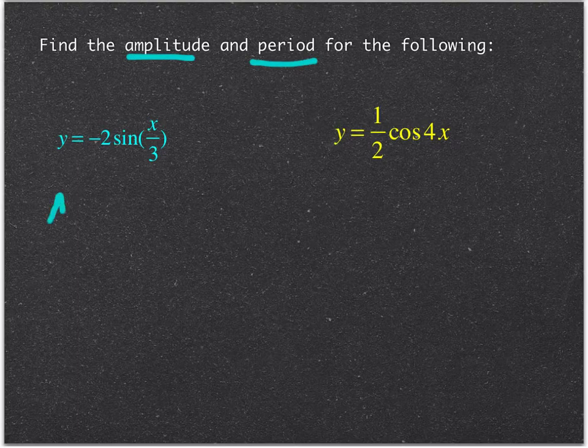Now, the first one here, fairly straightforward. The amplitude, notice that even though that's a negative number, we still say that the amplitude is 2. Amplitude is always absolute value.